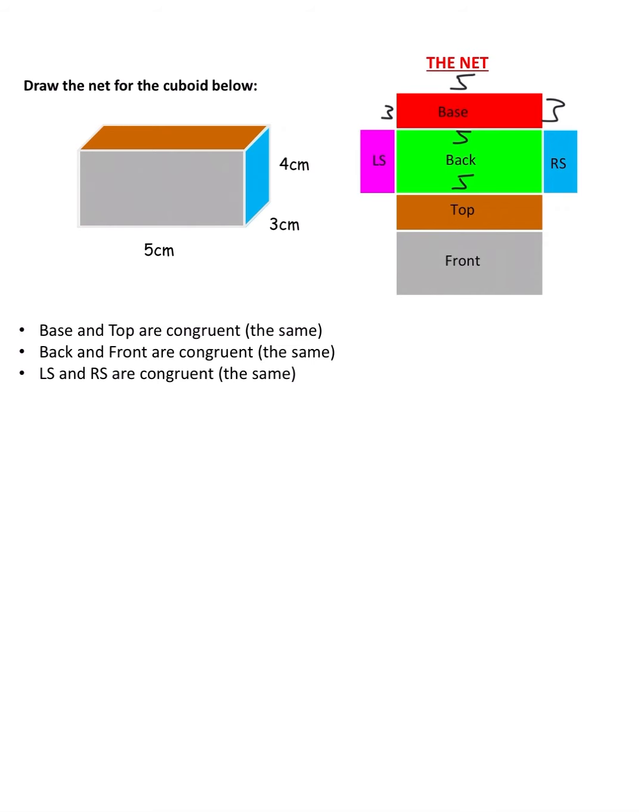Okay, so if that's the base then, the top will be the same. So we'll have 3 here, 3 here. And then the right side and left side and the height will be 4. Okay, so there are the measurements there on the right. And now, it's important to note as well that the base and top are congruent, and remember that congruent means the same. So the back and front are the same, the left side and right side are the same.